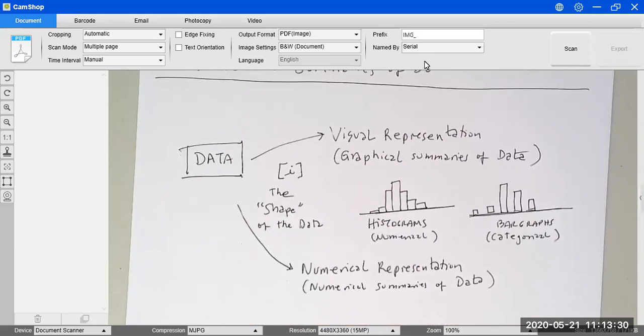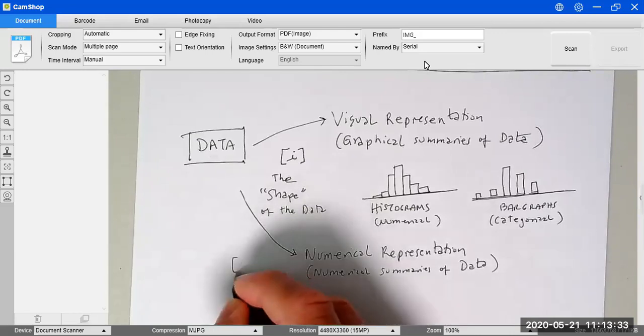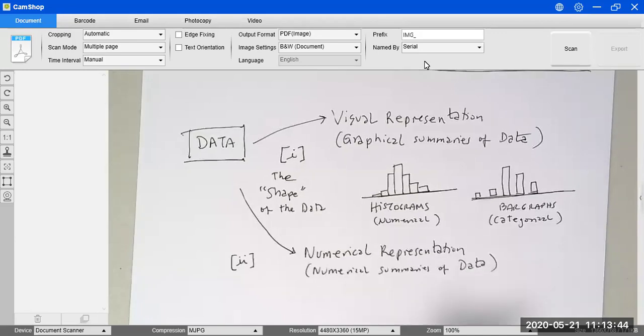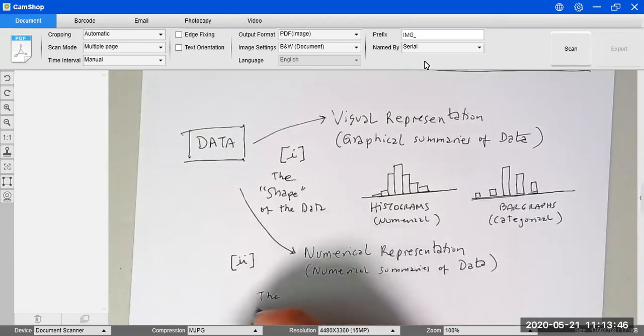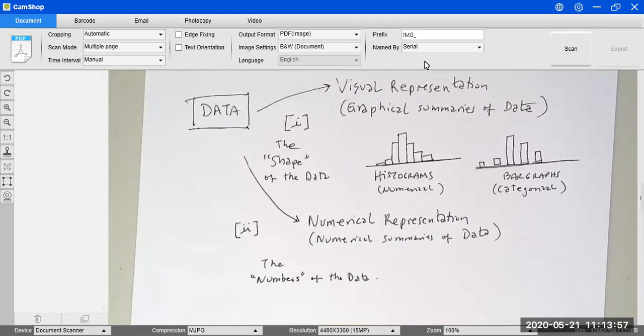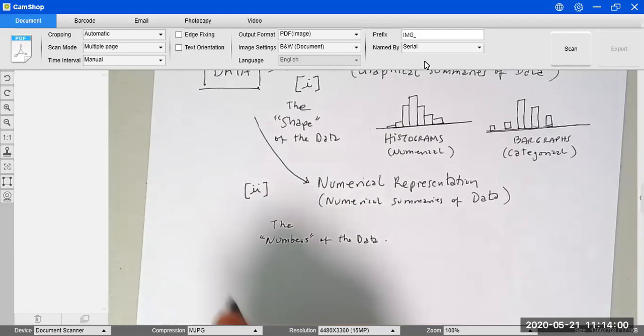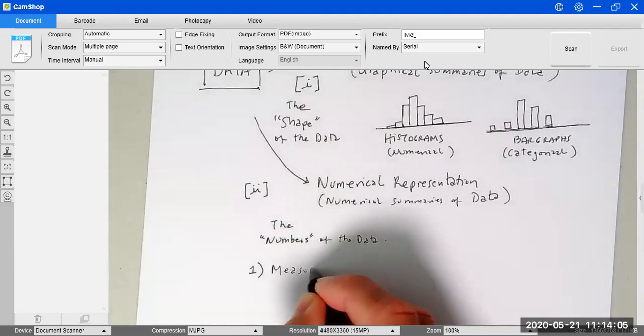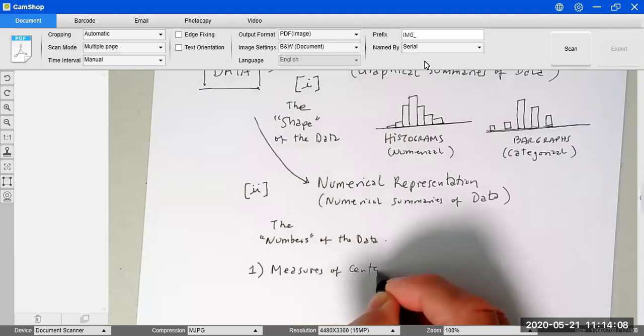Now our second step is going to be getting a numerical representation from the data. We're going to have now numerical summaries of data, which is just numbers. So what are those numbers? There are three kinds of numbers that we are interested in. The first kind is measures of center.